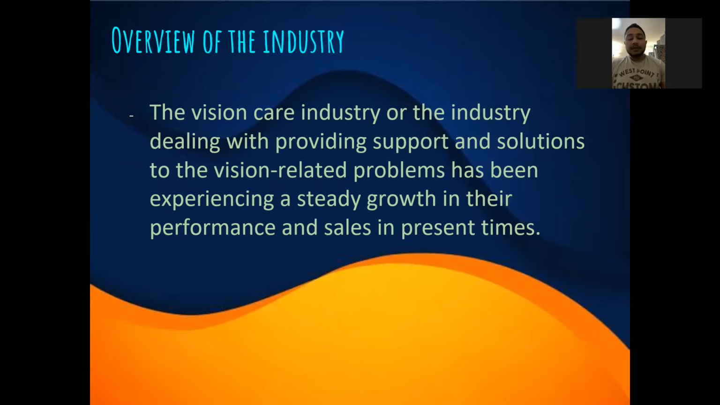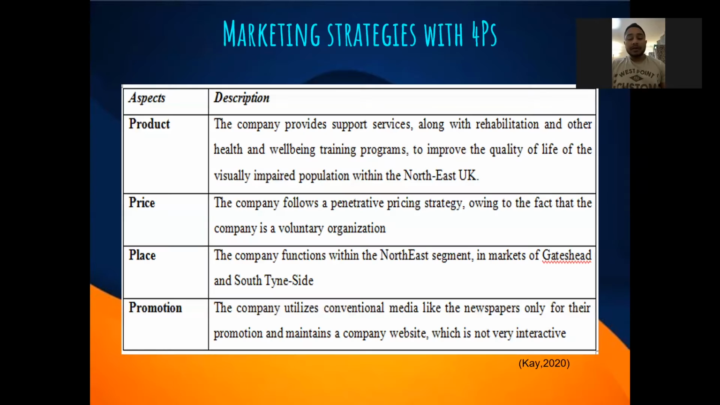In the overview of the industry, Site Services deals with providing rehabilitation of mobility training along with support and services to visually impaired children and adults for ensuring a better quality of life for them. Now I'll be talking about the marketing strategies, which are product, price, place, and promotion. For product, the company provides support and services along with rehabilitation and other health and well-being training programs to improve the quality of life of the visually impaired population within the Northeast UK.